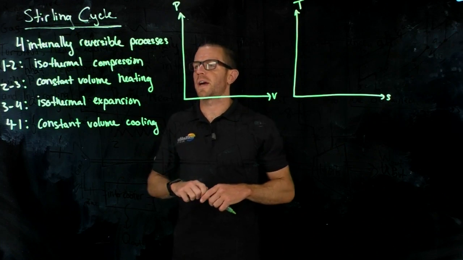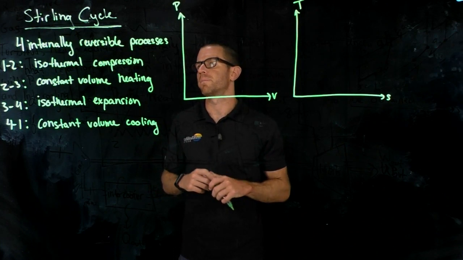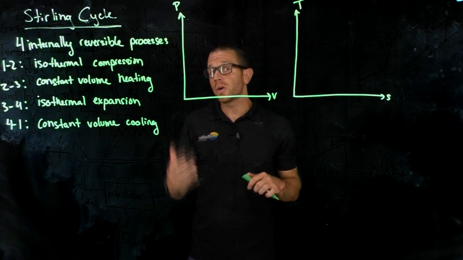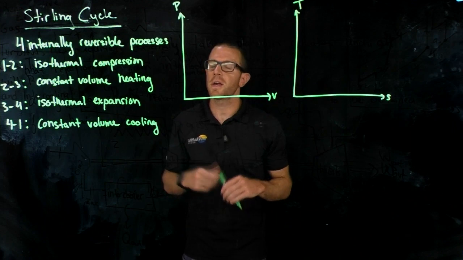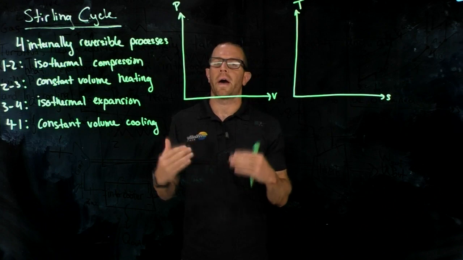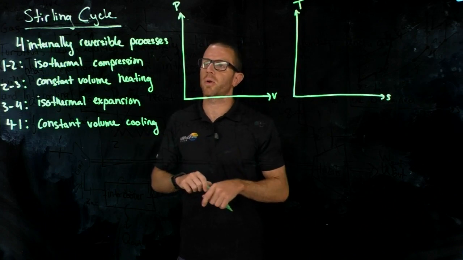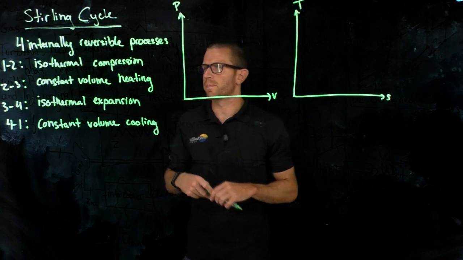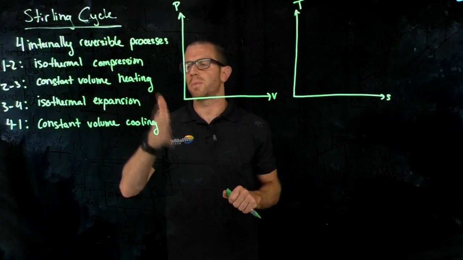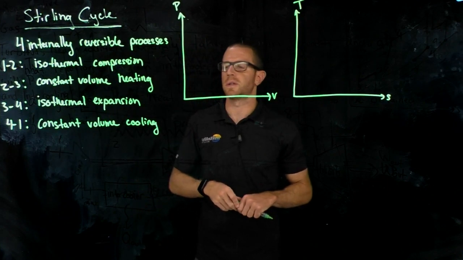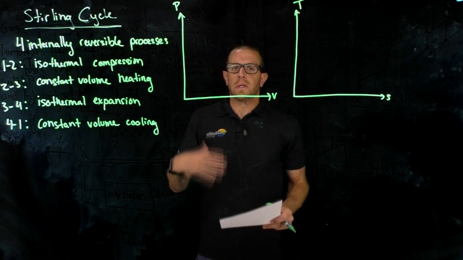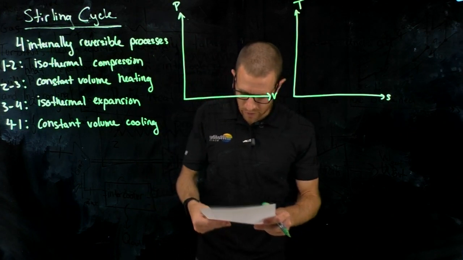So the last type of cycle we're going to do in this chapter will be a Stirling cycle. So a Stirling cycle also has a Carnot efficiency because it transmits heat with its surroundings isothermally. And it consists of 4 internally reversible processes. The first is isothermal compression, followed by constant volume heating, isothermal expansion, and constant volume cooling. So of course, I need to generate PV and TS diagrams for these.